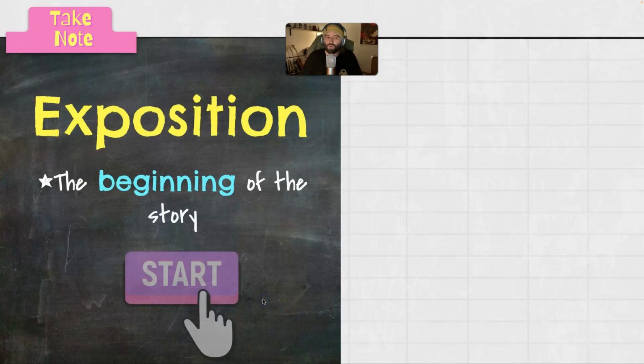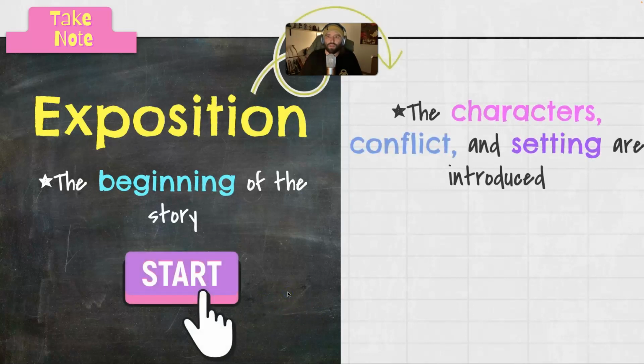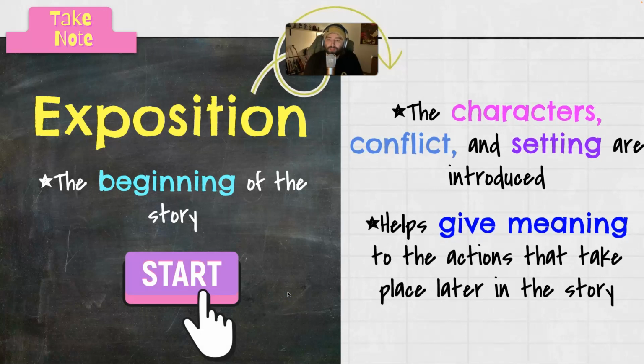So the beginning of the story, right? The characters, conflict, and setting are introduced here. And it helps give meaning to the actions that are going to take place later in the story. And so this is where you would get introduced to Thanos and the Avengers and all those other characters. The setting would be Earth, initially, maybe the universe and different planets that we're going to go to. And then the conflict, of course, being introduced here is that Thanos is going to find the Infinity Stones and eradicate half of the universe's population.